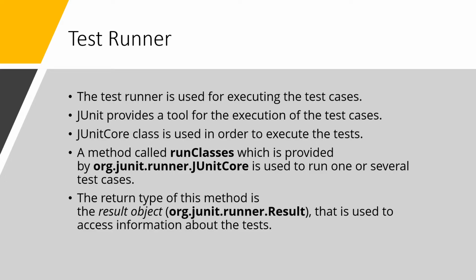Now the third one is the test runner. The test runner is used for executing the test cases. JUnit provides a tool for the execution of the test cases. So the JUnitCore class is used in order to execute the tests. A method called runClasses, which is provided by org.junit.runner.JUnitCore, is used to run one or several test cases. The return type of this method is the result object org.junit.runner.Result that is used to access information about the tests.